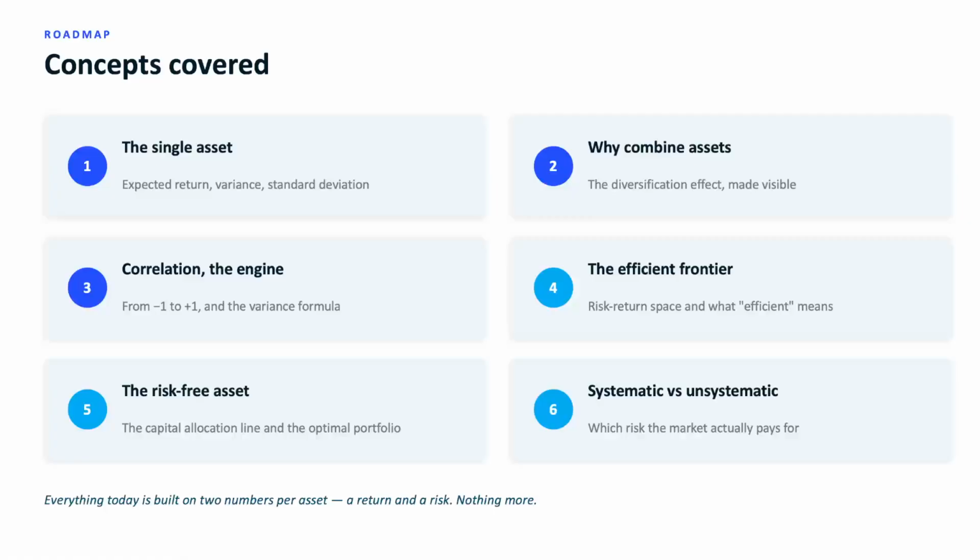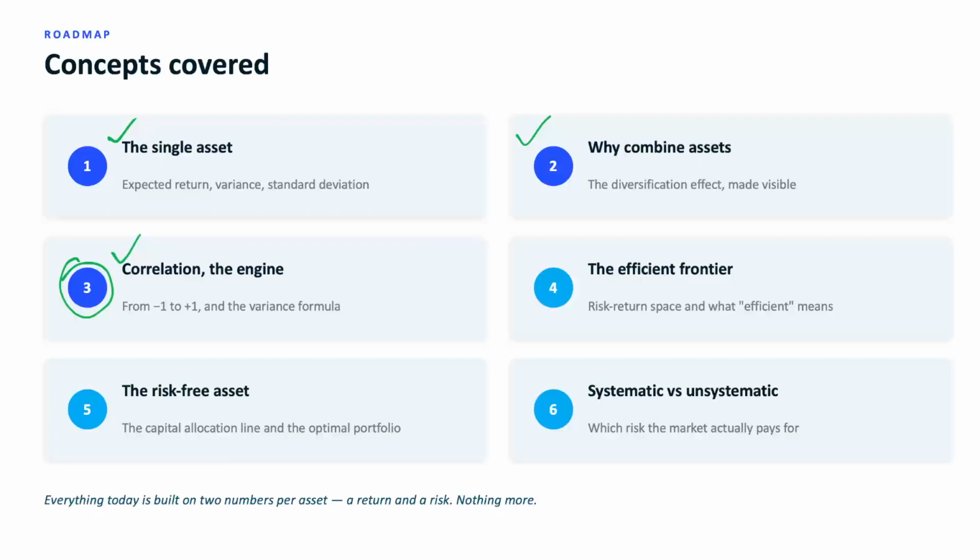We're going to make 6 stops, and this is pretty much the entire map of this session. We start with a single asset, and we move on by combining assets. Once we start combining, that is where we understand how risky mixing two assets actually is. So what actually happens when you combine two assets? This will lead us to the heart of this discussion today, and that's correlation. Correlation is the heart of the engine that we are discussing today.